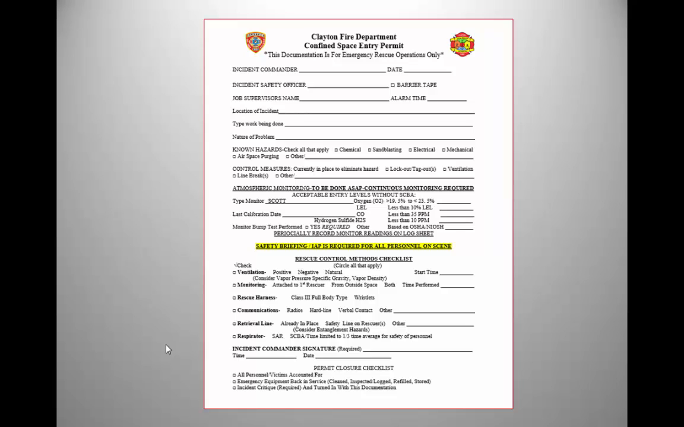So at the top, you've got the incident commander, self-explanatory, the date self-explanatory, safety officer, barrier tape. That's one of our first signs of scene control that's required in the assessment phase. Job supervisor name, this is, let's say we go to Caterpillar and Frank Doe is in charge of this confined space entry process going on.